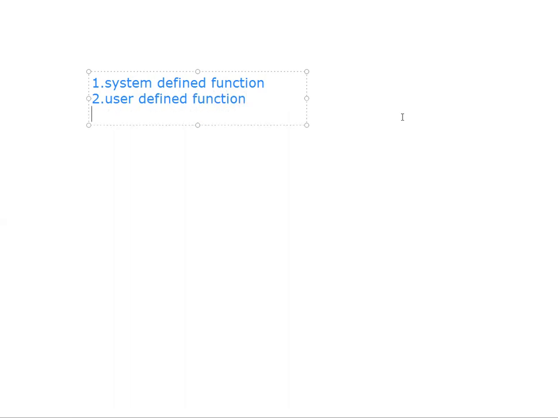Next, functions are categorized into two types. The first one is the system defined function. The second one is the user defined function. The system defined function is also called a library function, or a predefined function.